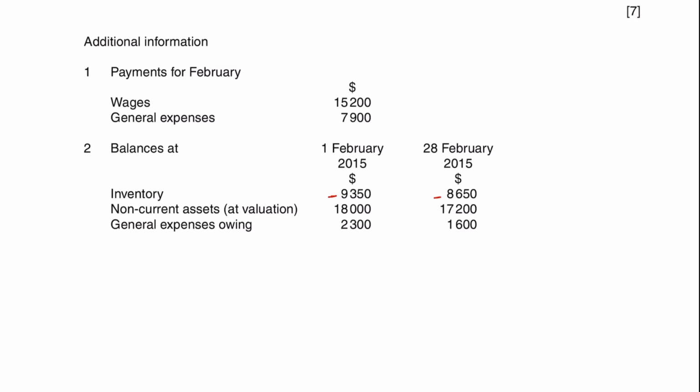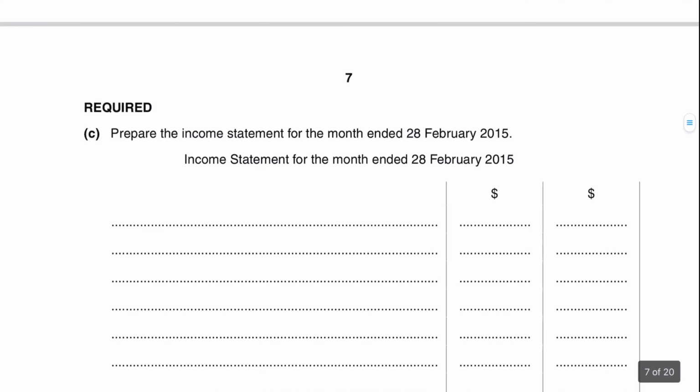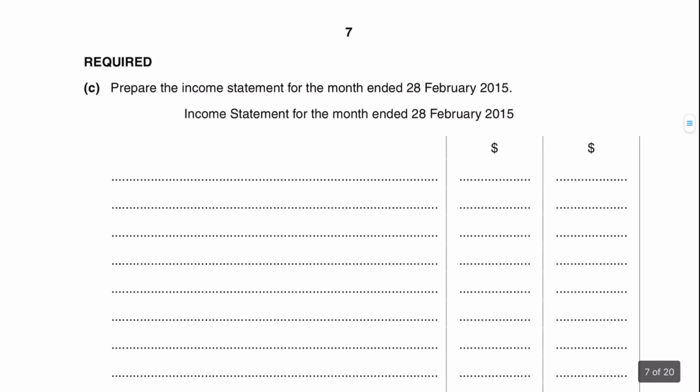We have non-current assets at valuation, 18,000 and 17,200. At valuation means that they are mentioned at net book value, not at cost, right? General expenses owing shows you the accrued general expenses, or the payable general expenses, at the start of the month and at the end of the month. Okay. So the question is asking us to prepare an income statement for the month of 28th February 2015.